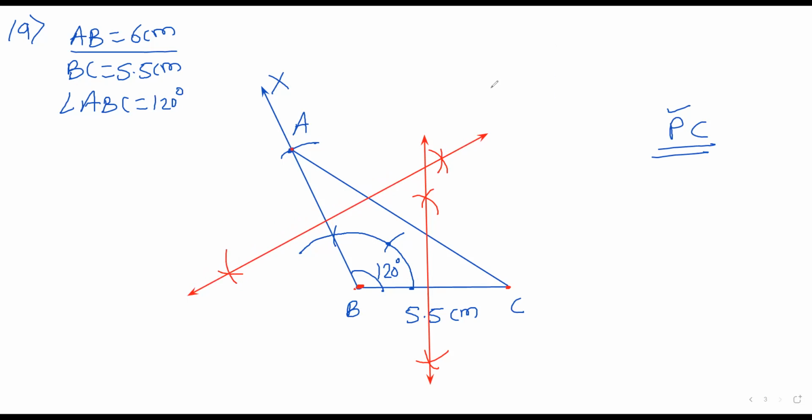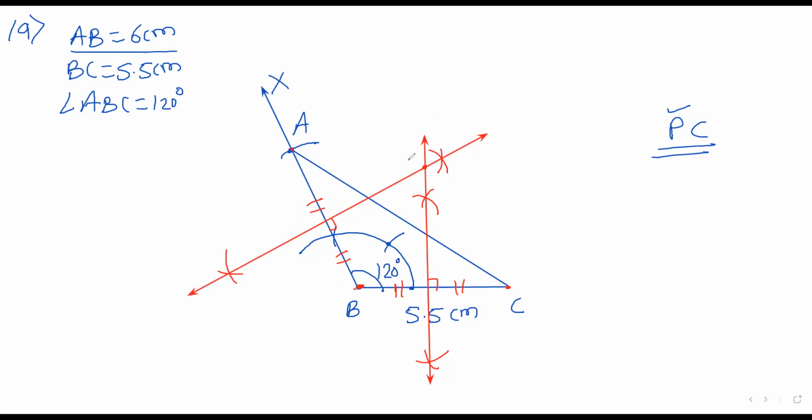So the point of intersection of two perpendicular bisectors, and again I am reminding you, don't forget the signs to show these marks to show that it is a perpendicular bisector. Don't forget that. Perfect.